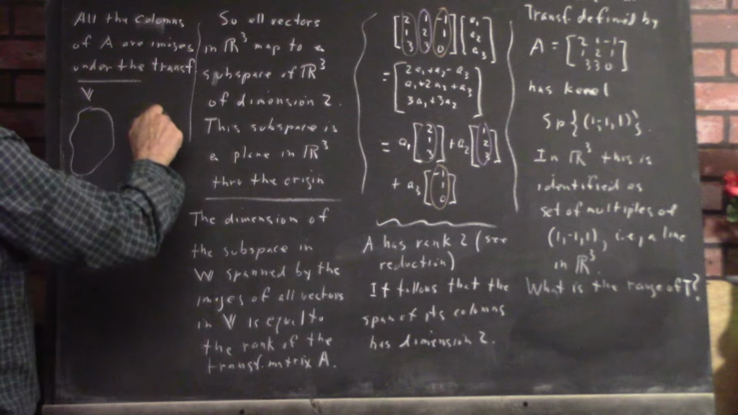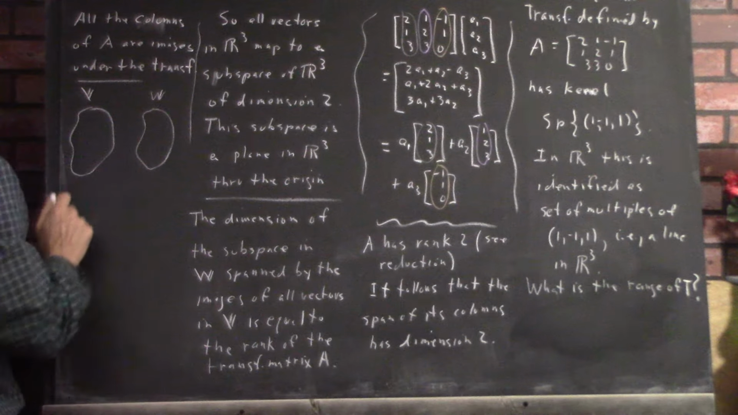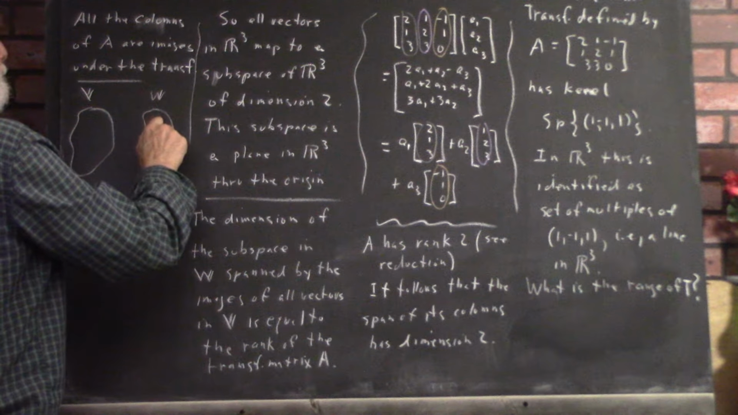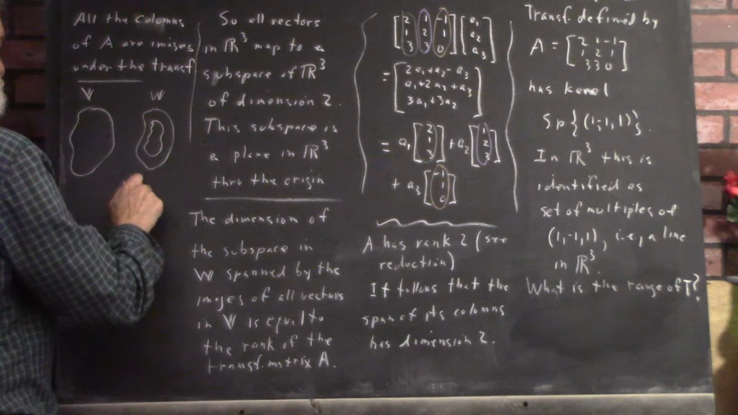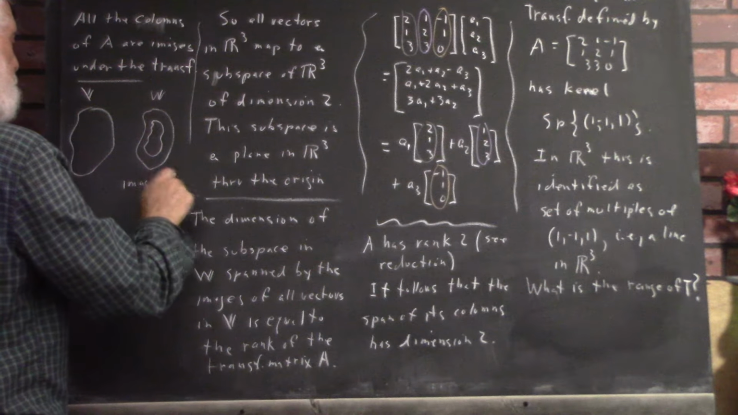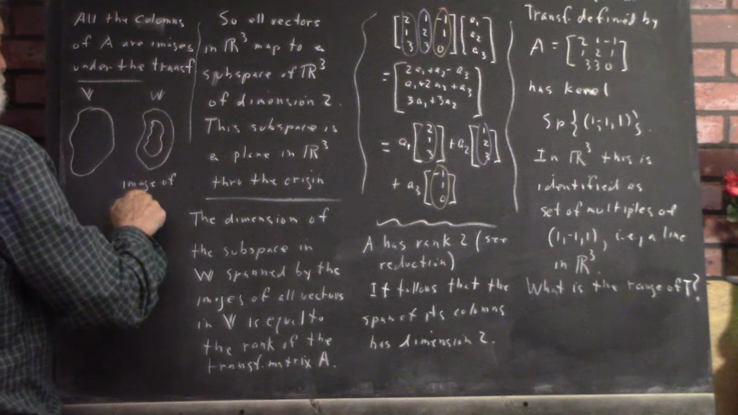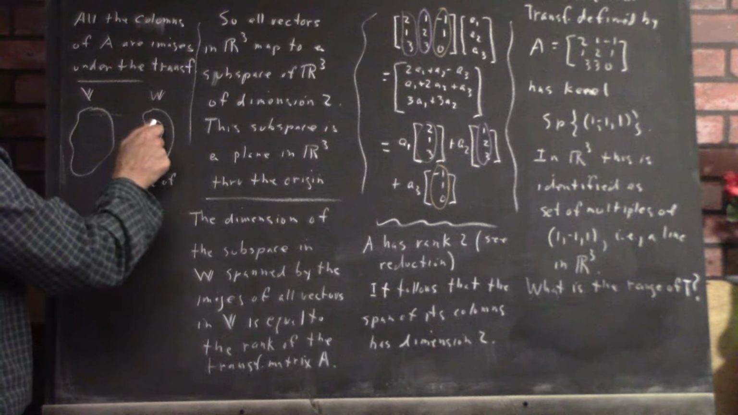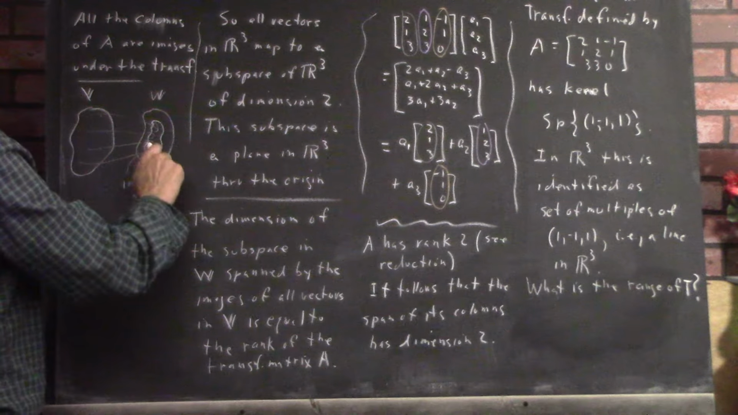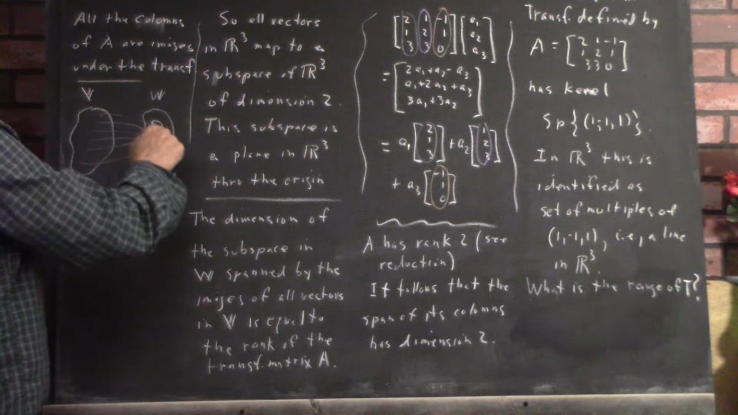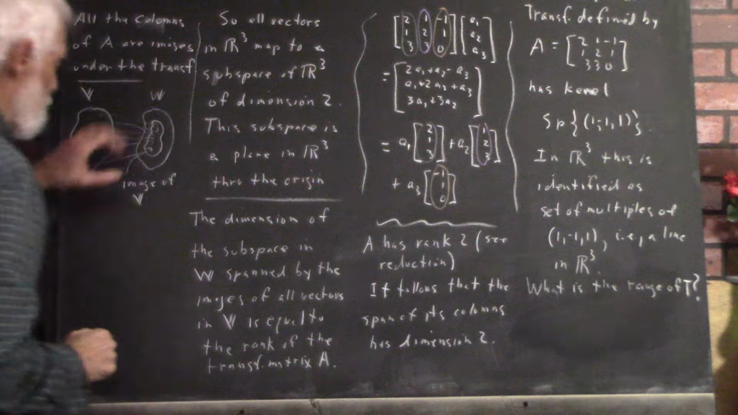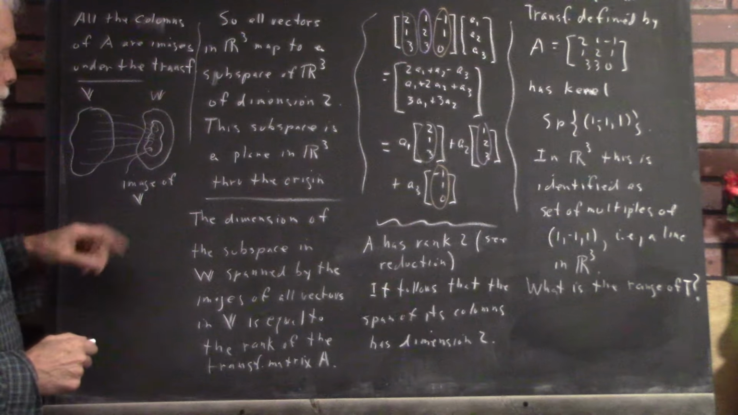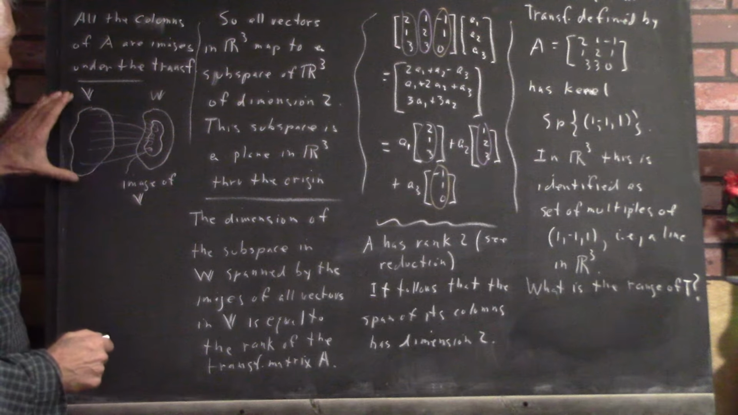Here you got V, here you got W. Here you have within W the image of V. The set of all vectors that map from V into W have to be in this image. Now the image might be all of W, and when you think of an image, well, think of this. The image could be as big as V.